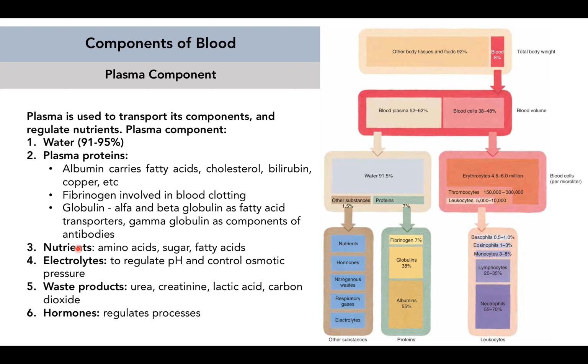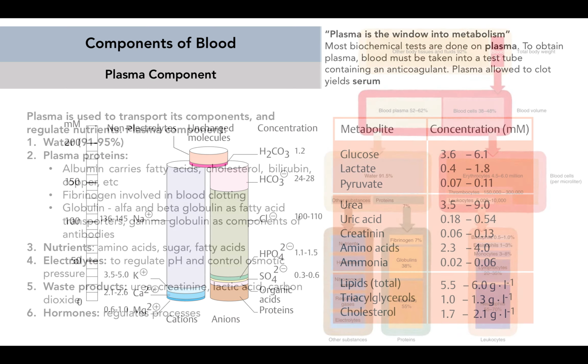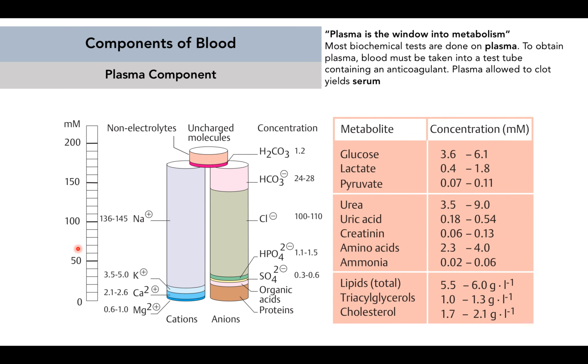And then we have the waste products in blood, not only urea, but also creatine and lactic acid and carbon dioxide. And finally, we also have hormones, which regulate a lot of functions in the cells and organs. So these can also circulate and travel in blood in order to perform the endocrine functions. This is just a little reference for everybody.